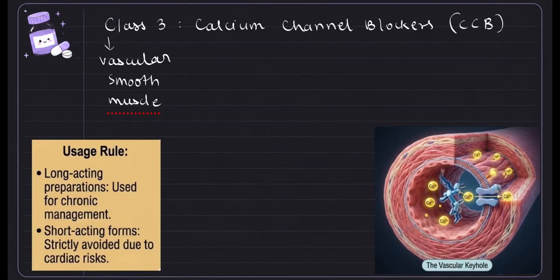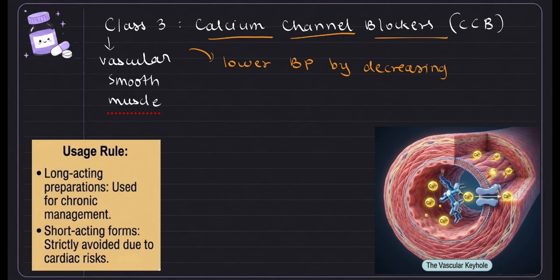Our journey glides directly to the vascular smooth muscle. This is class 3, the calcium channel blockers, or CCBs. Think of them as the vascular keyhole.